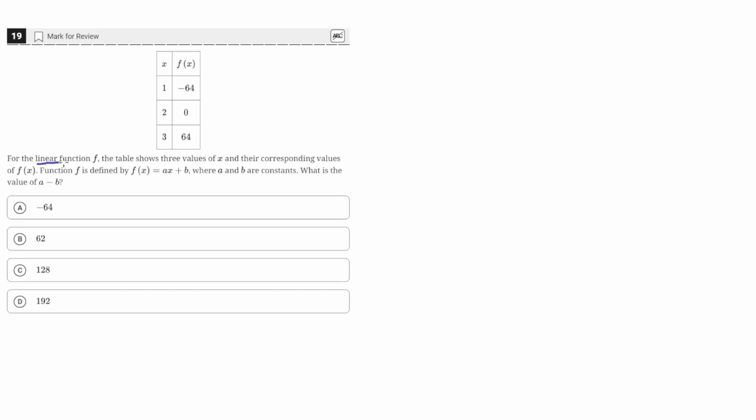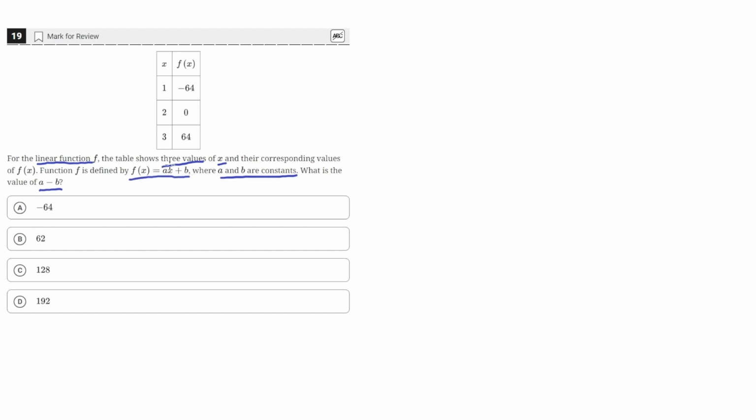For the linear function f, the table shows 3 values of x and their corresponding values of f of x. Function f is defined by f of x equals ax plus b, where a and b are constants. What is the value of a minus b? So we have this table showing us values of x and their corresponding values of f of x. We can use this to write the equation of a line using this form ax plus b.